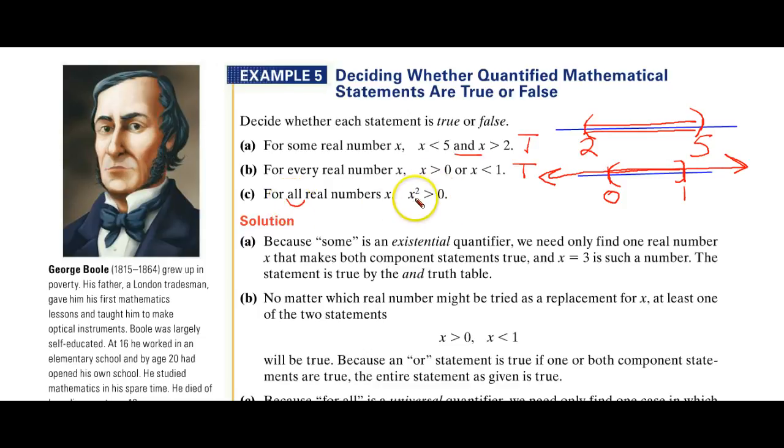So is there any real number? Now, if we had a negative number and we squared it, it would be greater than 0. If we had any positive number and we squared it, it would be greater than 0. But this is the tricky part. How about if you have the number 0 itself? If you squared 0, that's an unsigned number. Is that greater than 0? Well, 0 is not greater than 0. 0 equals 0.